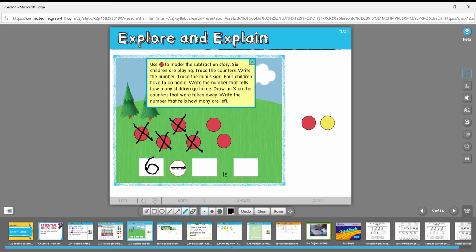4 went home. Now, how many counters are left? How many children are left? Count them up. 1, 2. So write the number that tells how many are left. 6 minus 4 is 2. So our answer is 2.